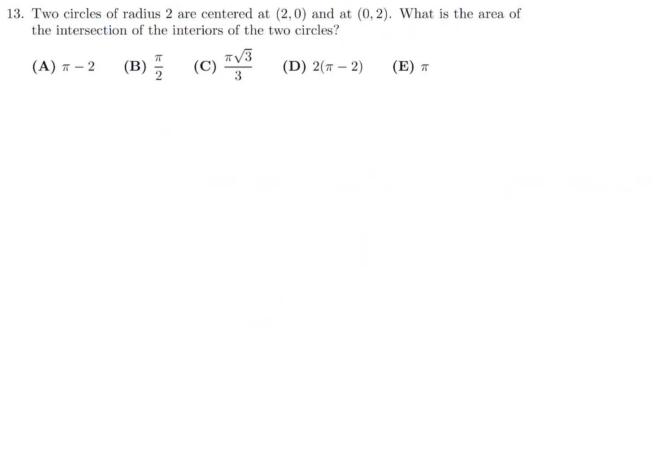Two circles of radius 2 are centered at (2, 0) and (0, 2). What is the area of the intersection of the interiors of the two circles?